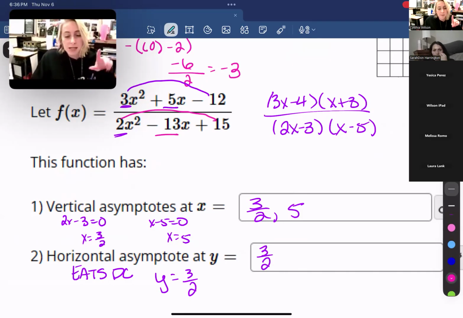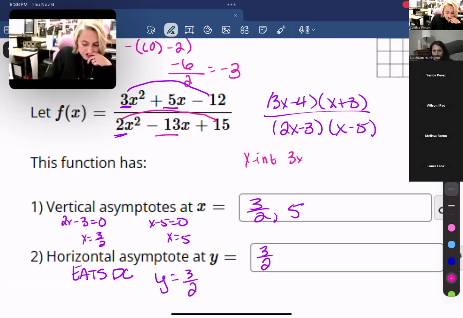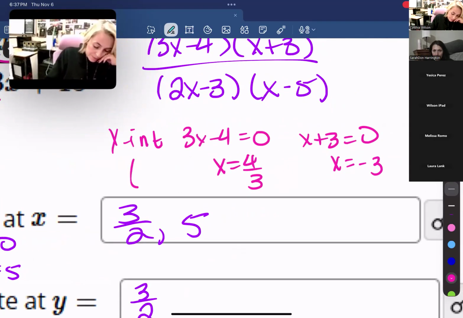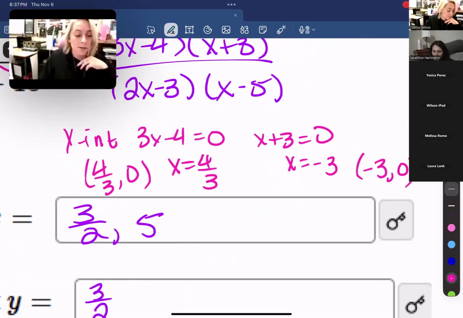All right, now it doesn't ask for it, but I'm going to go ahead and have you find the x-intercepts. And that's numerator equal to 0. Okay, so for 3x minus 4, that would be x equals 4/3. For x plus 3, that'd be x equals -3. So as ordered pairs, 4/3, 0, -3, 0.